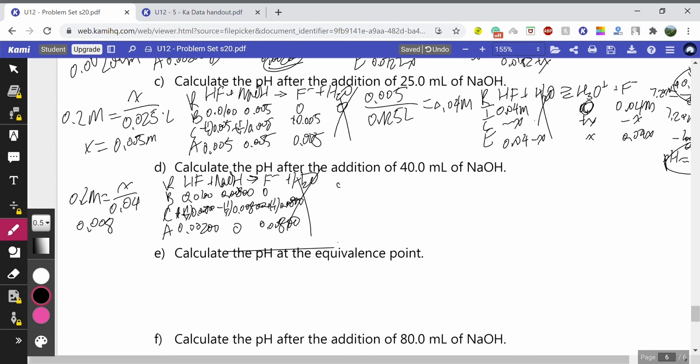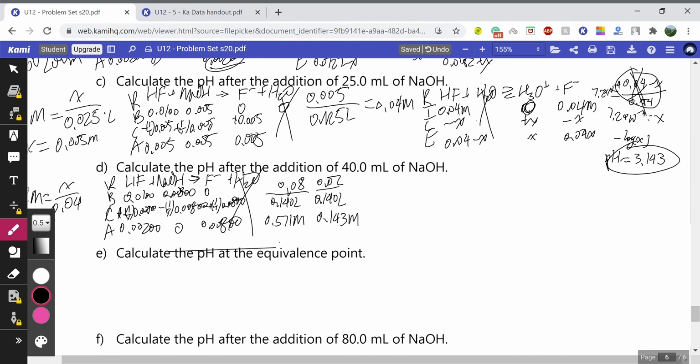So we take 0.08 and 0.02 divided by our new volume, which this time is 140 milliliters, so 0.140 liters. 0.08 divided by 0.140 gives us 0.571 molar, and 0.02 divided by 0.140 gives us 0.143 molar.